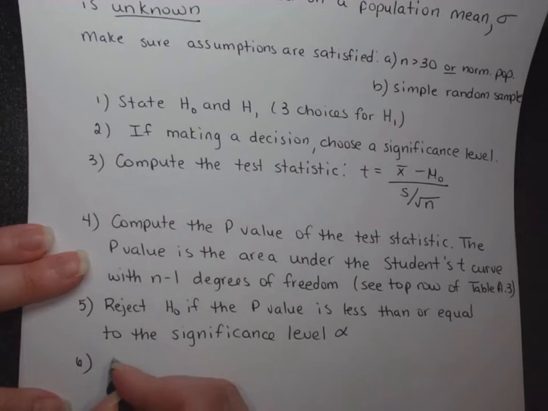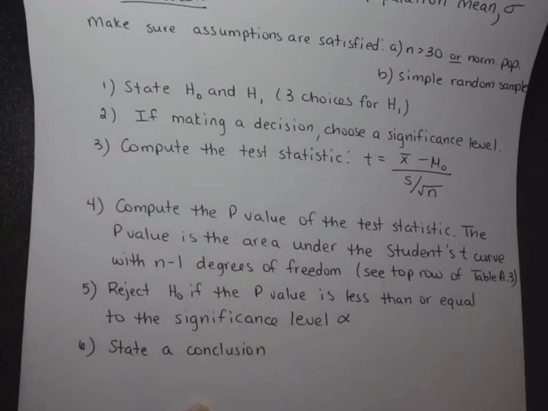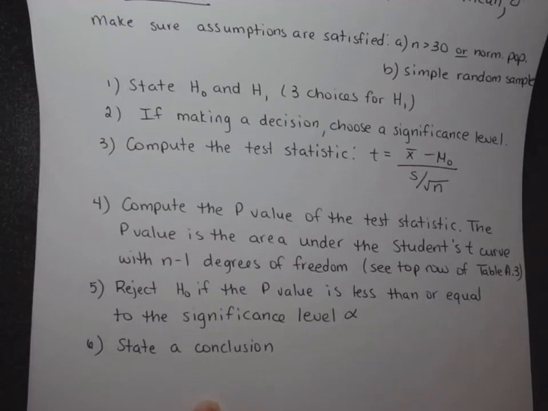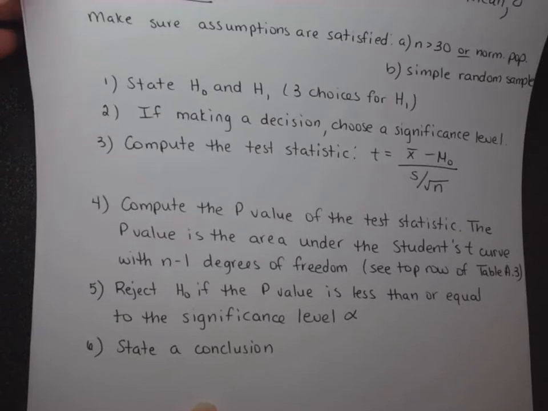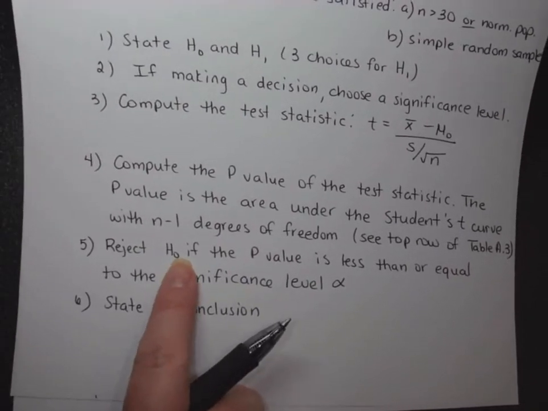And then number 6 is you're going to state a conclusion. Remember, there's only 2 versions of the conclusion. Either you reject H sub 0 and you accept H sub 1 as the truth, or you don't reject H sub 0 and it's inconclusive altogether.